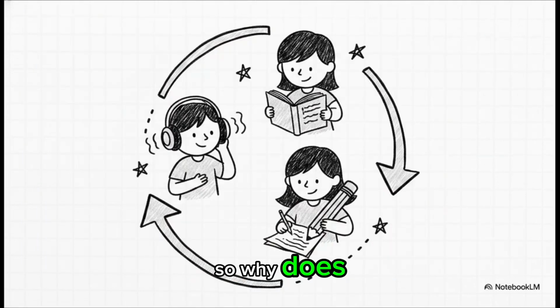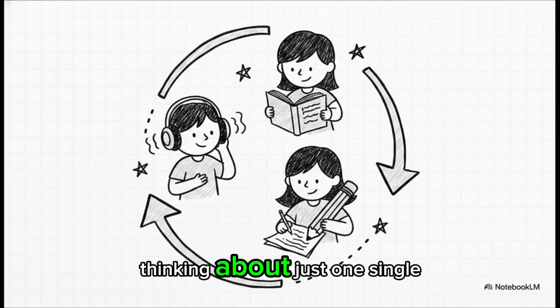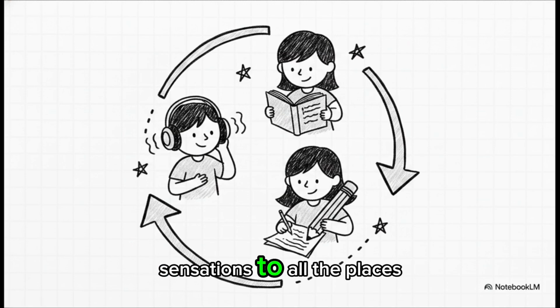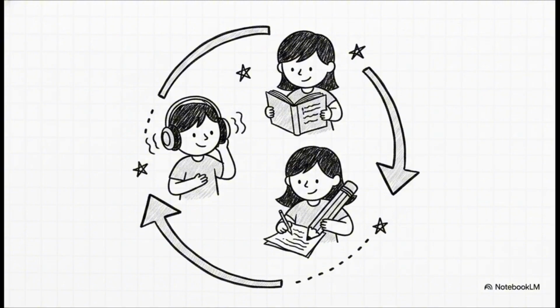So why does this matter? Well, the absolute biggest advantage here is differentiation. It perfectly accommodates completely different ability levels in a single classroom. It also allows for simultaneous skill building. Think about it, in just one single lesson period, you can seamlessly combine reading, writing, and listening simply by assigning those specific skills to different physical stations. It totally breaks the monotony of the classroom and turns it into a highly dynamic learning environment.